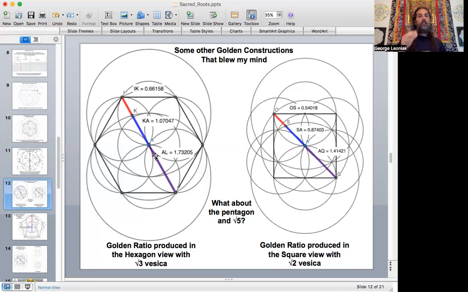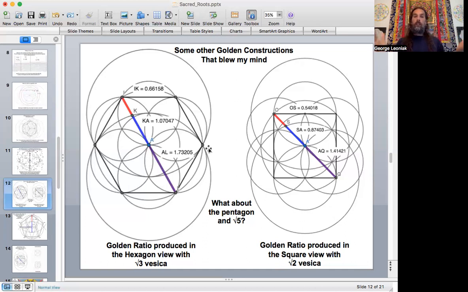So the golden ratio is hidden in a lot more drawings, and there's a lot more interesting constructions to find out there when we look between the lines. So let's go ahead and take a look at the next drawing, because I was like, this is great. I have a square that easily produces the golden ratio and a hexagon that produces it.